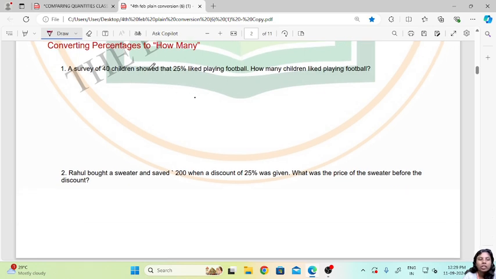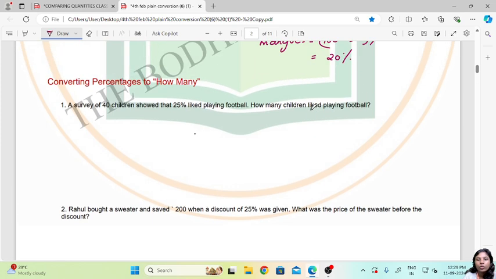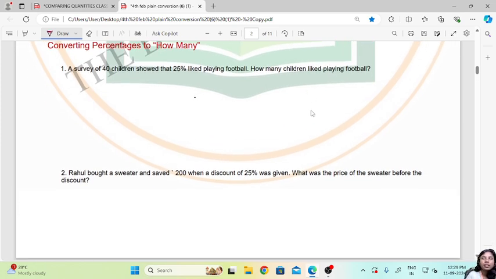A survey of 40 children showed that 25% liked football. So how many children liked football? What we know here is that we have 25% upon the total percent, which is 100%, into how many children we are talking about, which is 40 children. So now you can simply cancel this. So this will give us the number of children that play football.